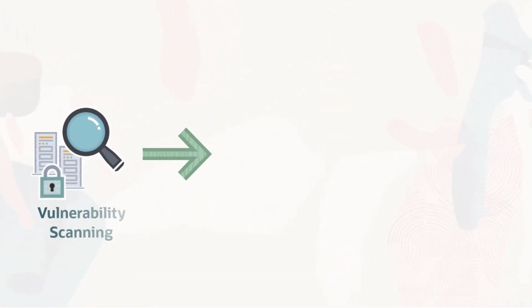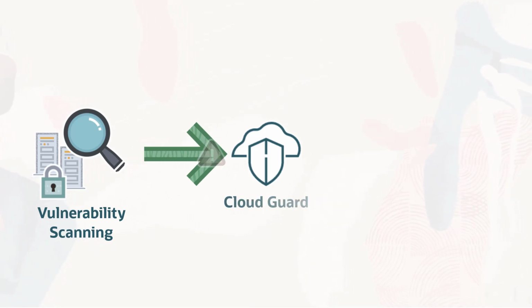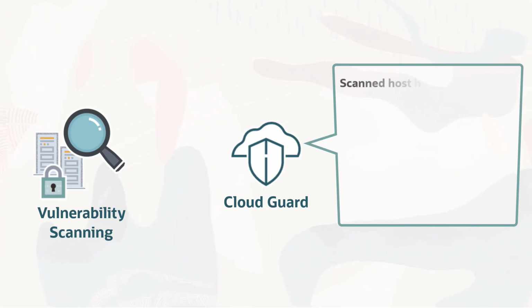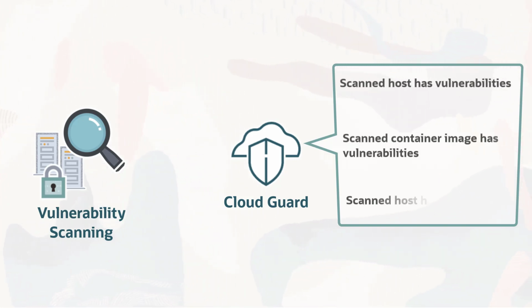Your vulnerability scanning results are also visible as problems in Oracle CloudGuard. CloudGuard provides a central console to monitor cloud resources for all types of potential security weaknesses. CloudGuard has detector rules that look for different types of scanning results, like host vulnerabilities and open ports.